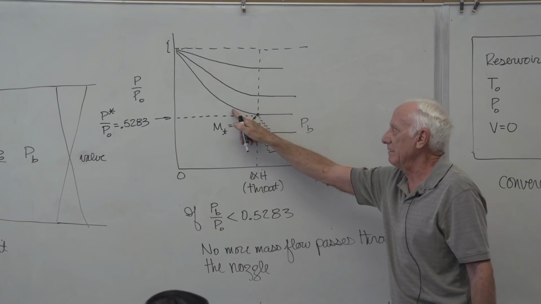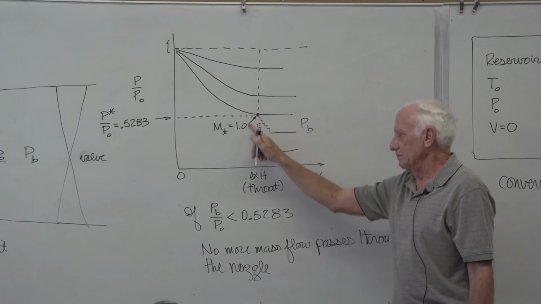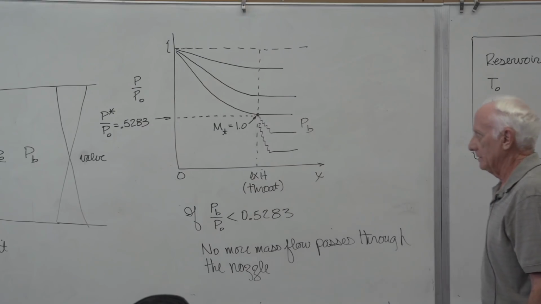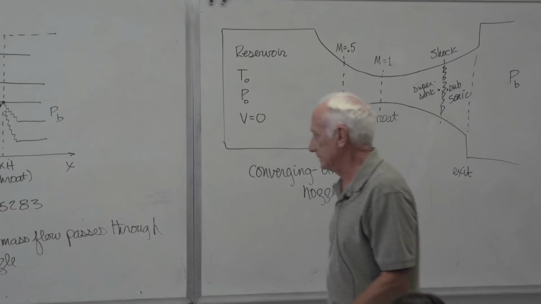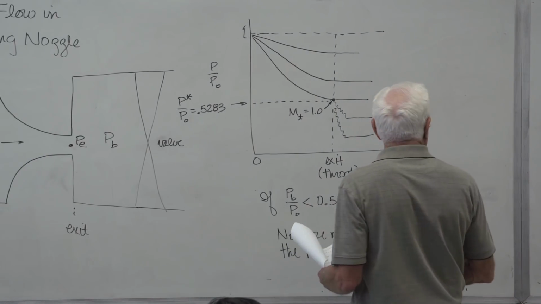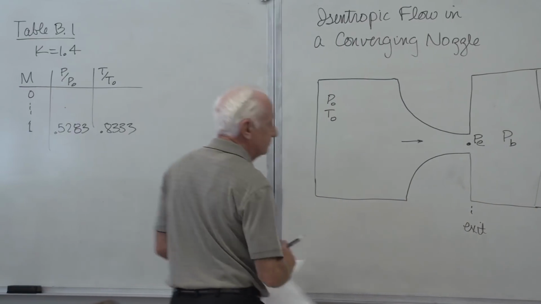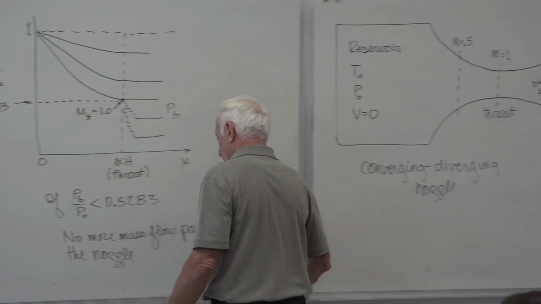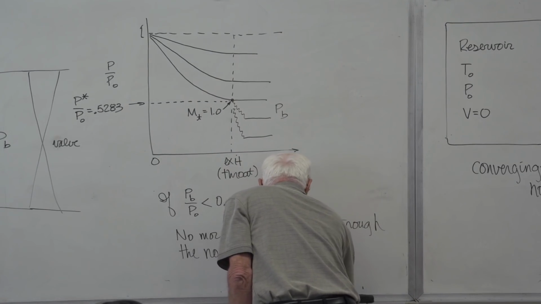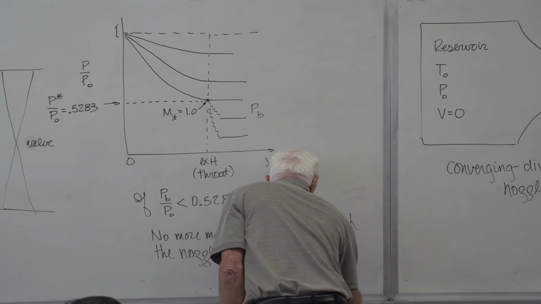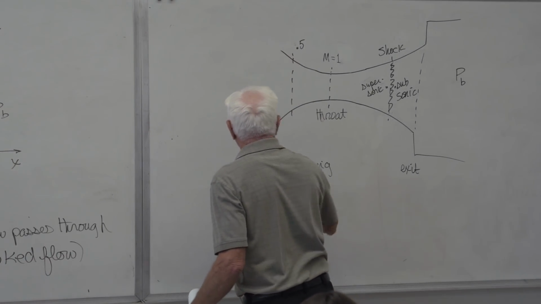The nozzle didn't know you reduced the back pressure. It stays the same no matter how much you reduce this back pressure, which means it passes the same mass flow. So now you've got the maximum mass flow that the nozzle can pass. So we can put it over here, I think, to make more room. By the way, it's called choke flow. It can't pass any more flow rate.